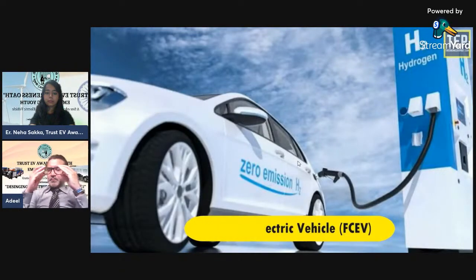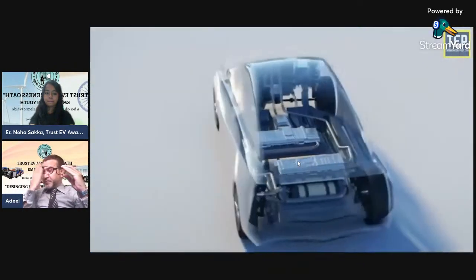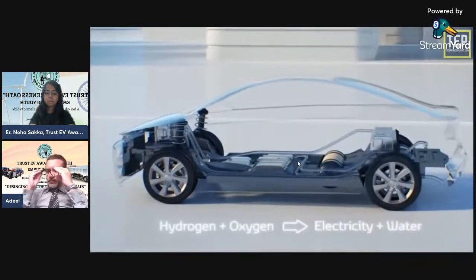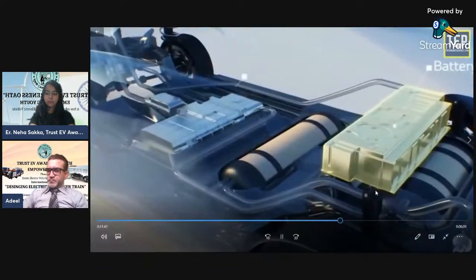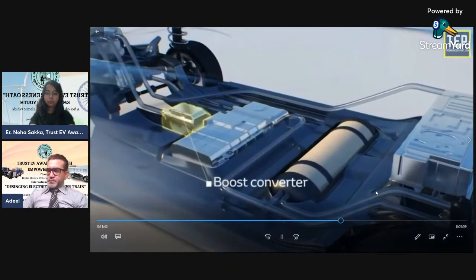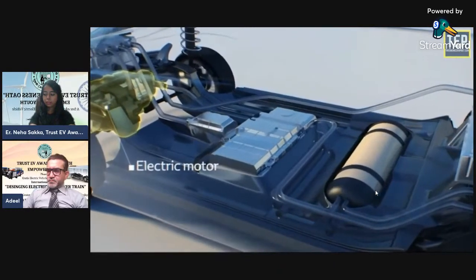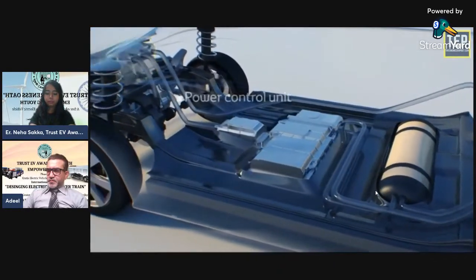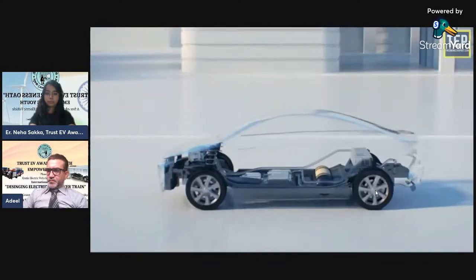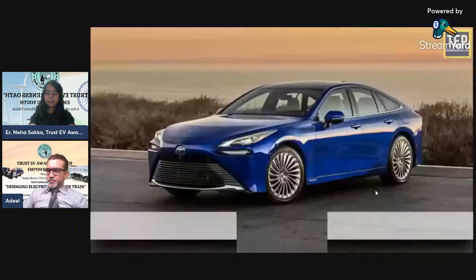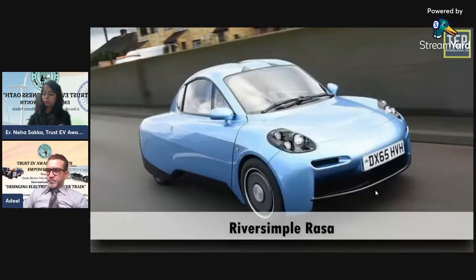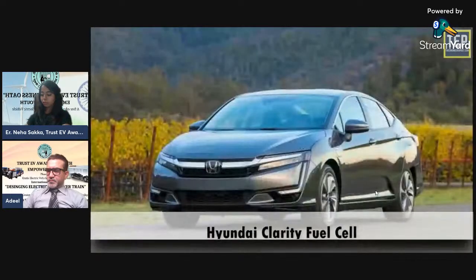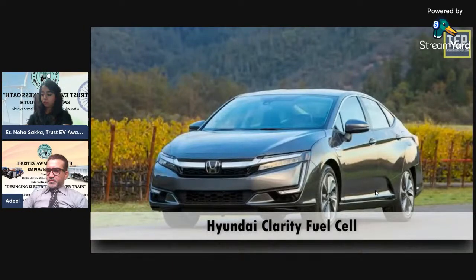Fuel cell electric vehicle, also known as zero-emission vehicle, are types of electric cars that employ fuel cell technology to generate the electricity required to run the vehicle. In this type of vehicle, the chemical energy of the fuel is converted directly into electric energy. Examples of fuel cell electric vehicles are Toyota Mirai, Hyundai Tucson, Riversimple Rasa, and Honda Clarity Fuel Cell.